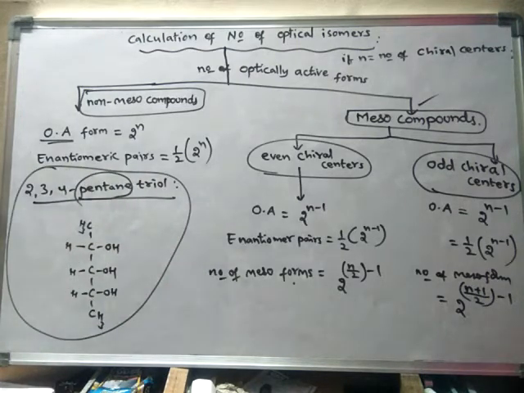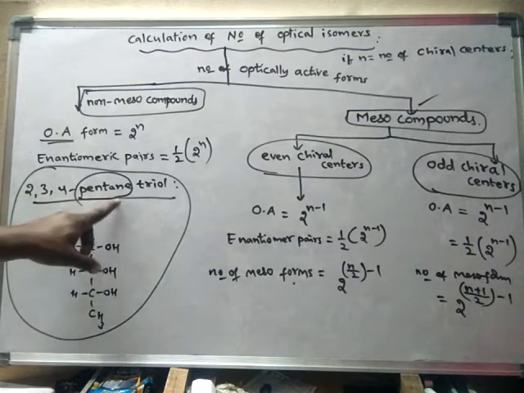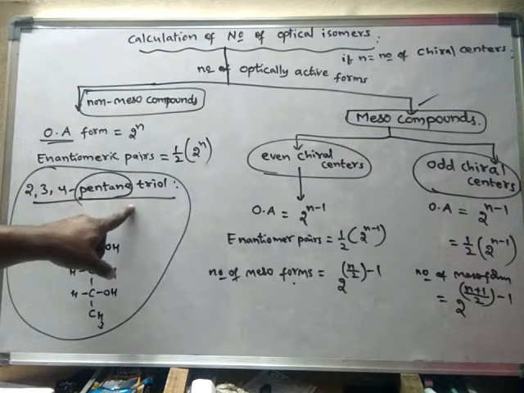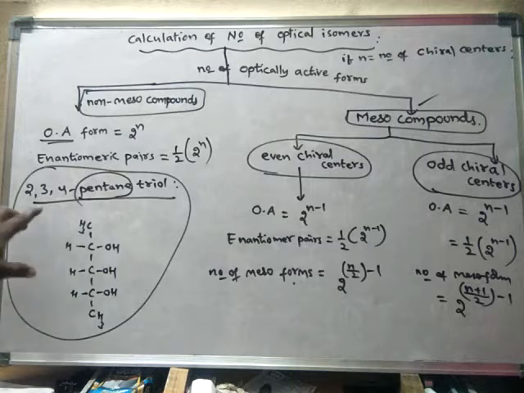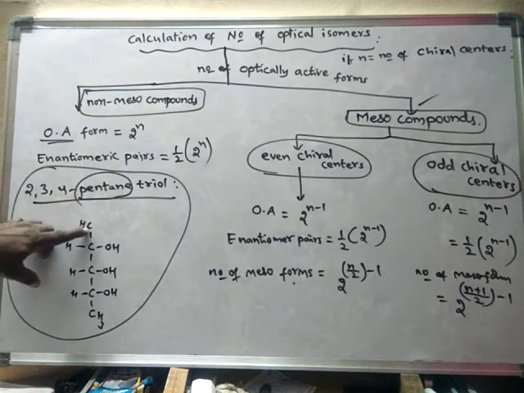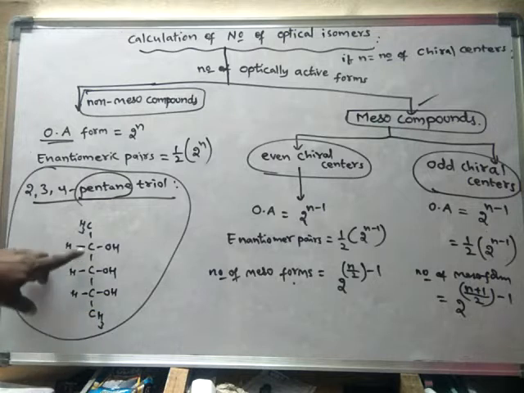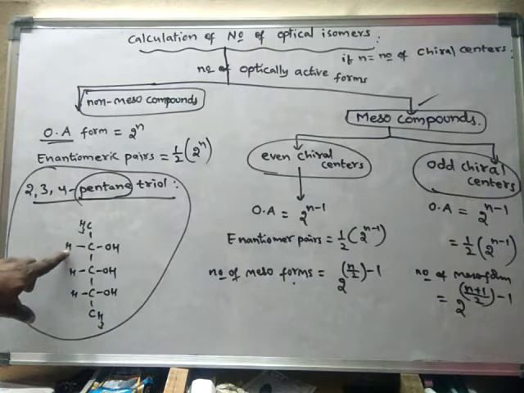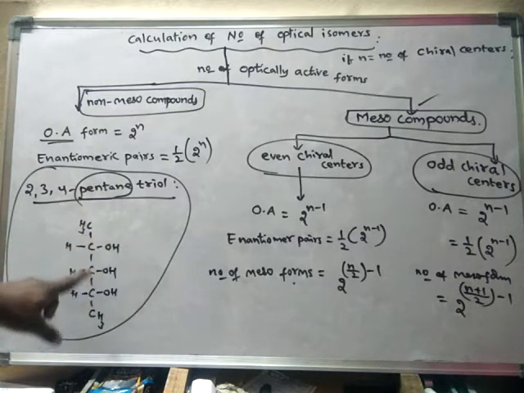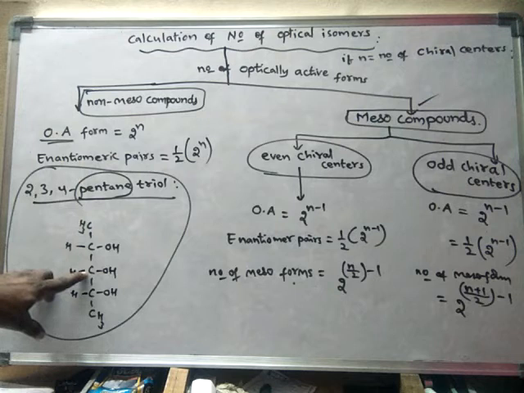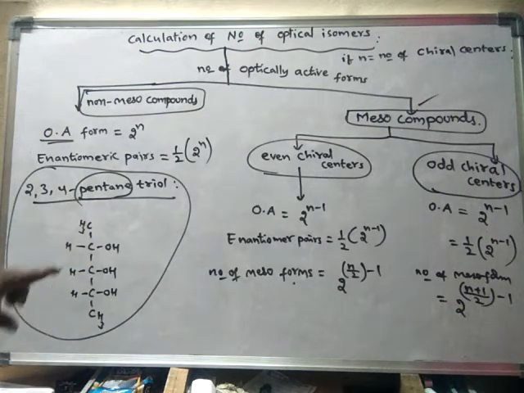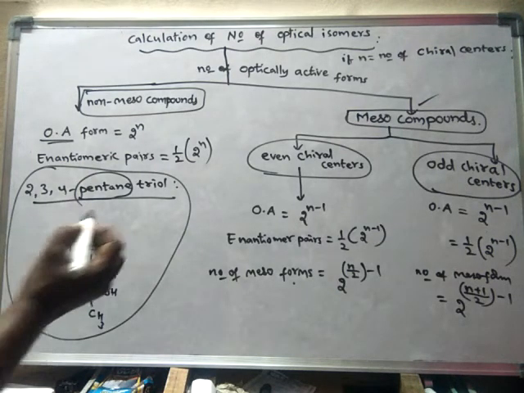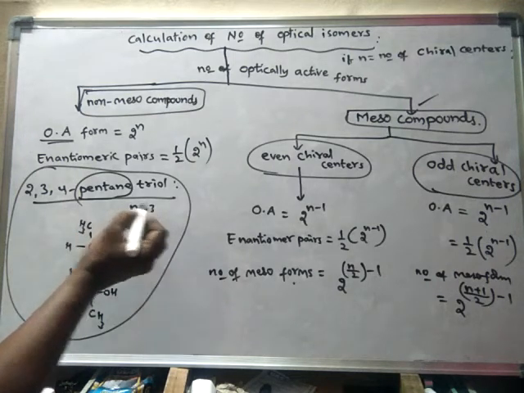So now, with this compound, we will calculate the number of optically active forms. So this is the structure of the compound. By looking into the structure, it is understood that this is not a chiral center and this is also not a chiral center, but this is a chiral center because this carbon is having 4 different groups. This is different from this group and this group and this group. So this is also a chiral center and this is also a chiral center. So how many chiral centers are there? n is equal to 3. The number of chiral centers is equal to 3.